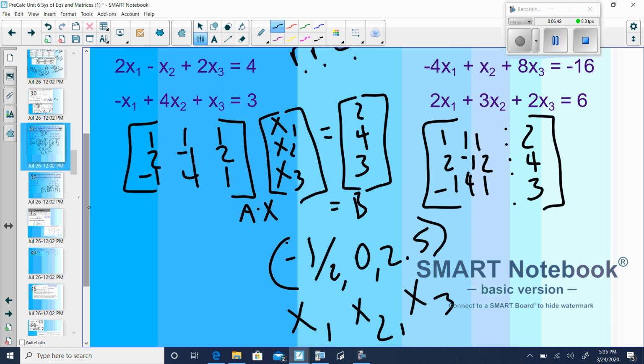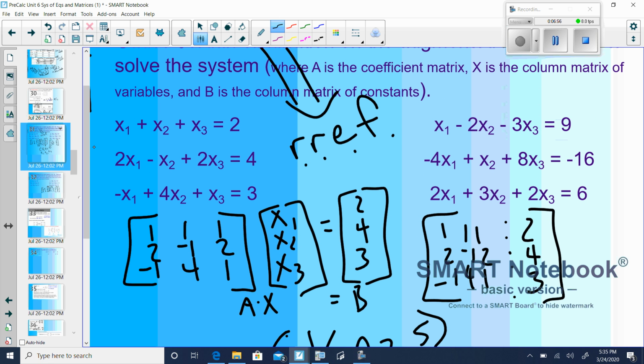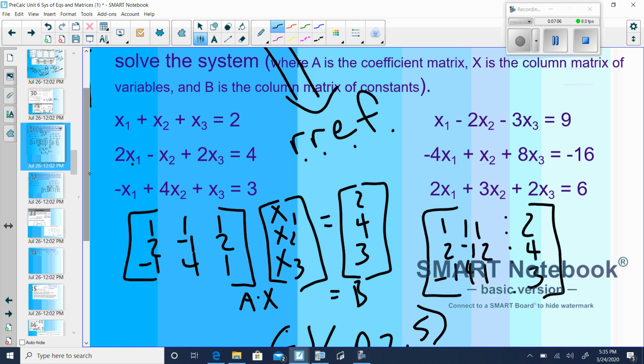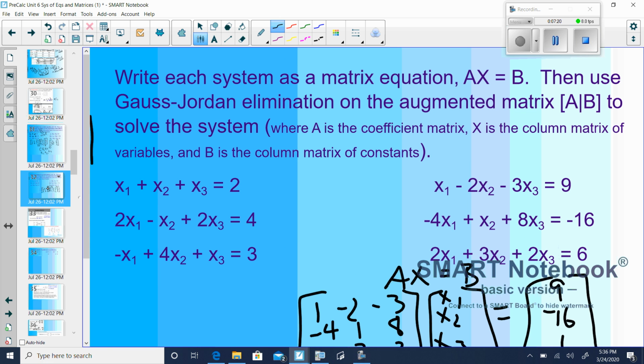We can substitute it back in just to make sure. So 1/2 plus 0 plus 2.5 is 3. So -1/2 times 2, we have -1 plus 0 plus 5, which gives us 4. And -1/2 plus 2.5 plus 0, which gives us 2. All right, we did a good job there.